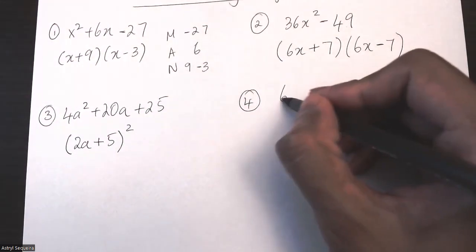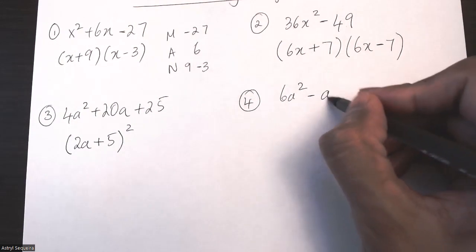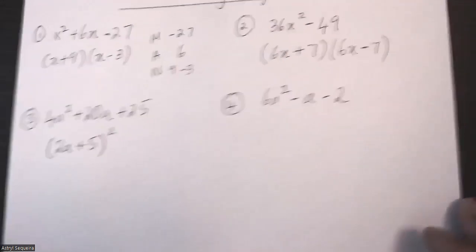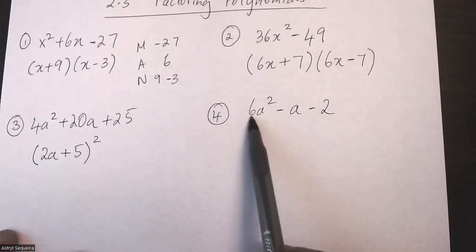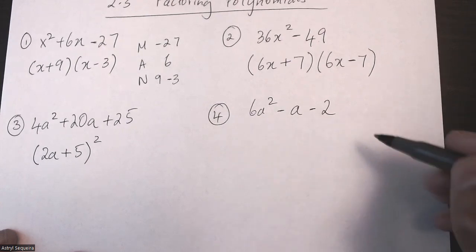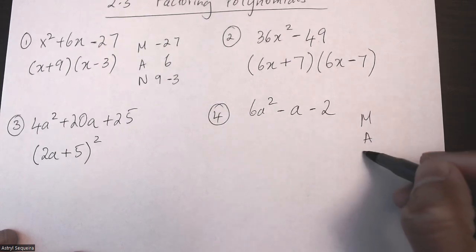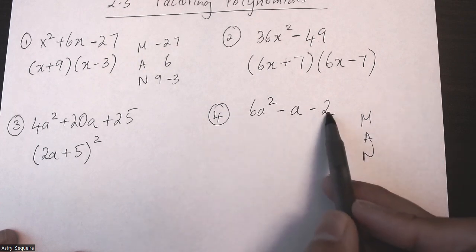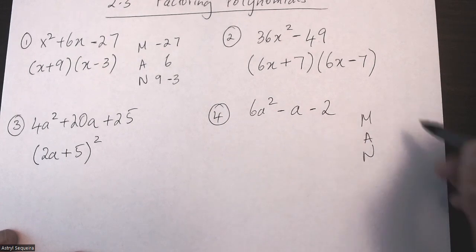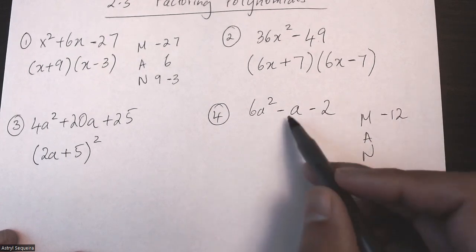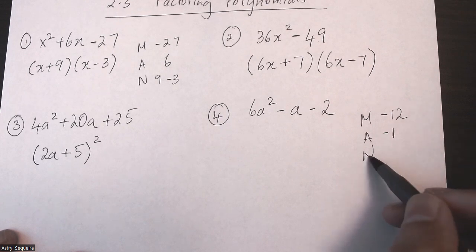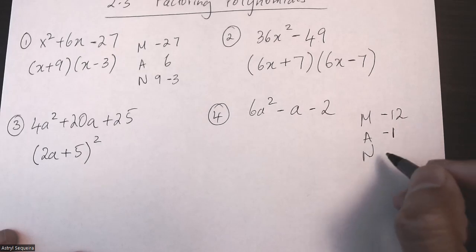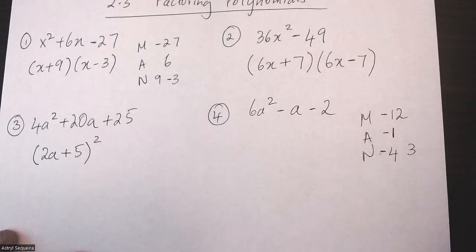So the fourth question is 6a squared minus a minus 2. This is now a complex trinomial, still grade 10 math, but we have an a value over here in the front, 6. I'm going to do a second man method for this question. My m is my first number times my last number. So 6 times negative 2 is negative 12. My a is my middle term over here, which is negative 1. So my two numbers: one multiplies to negative 12 and adds to negative 1. It's negative 4 and positive 3.